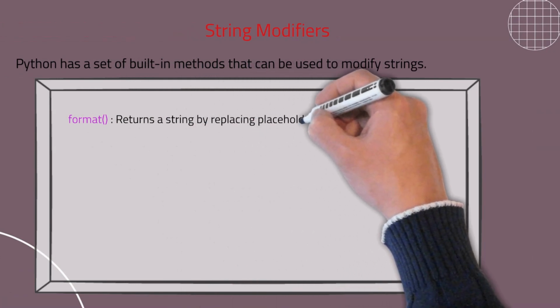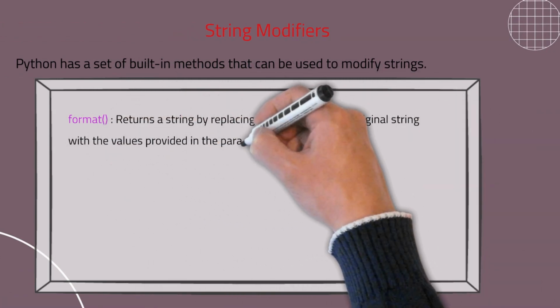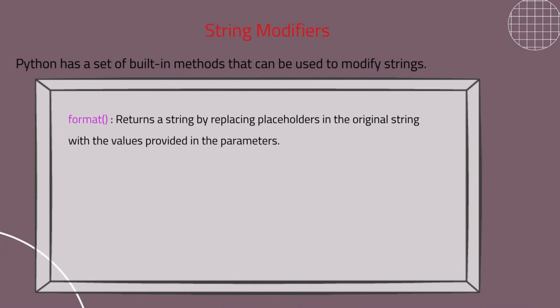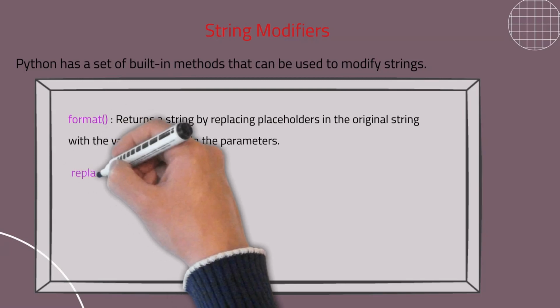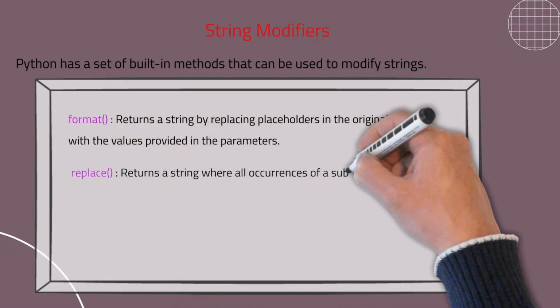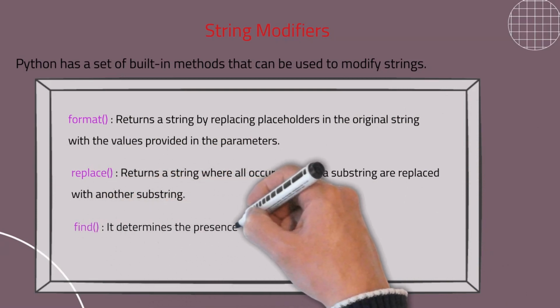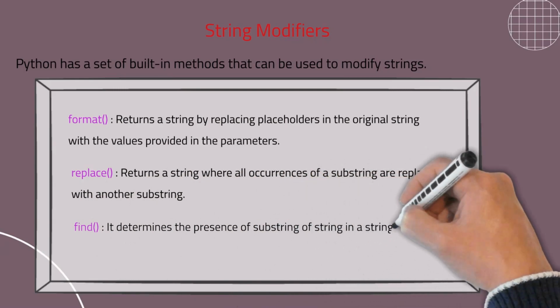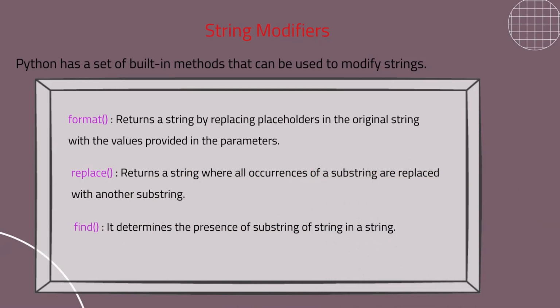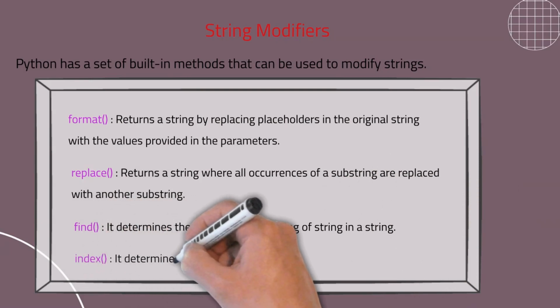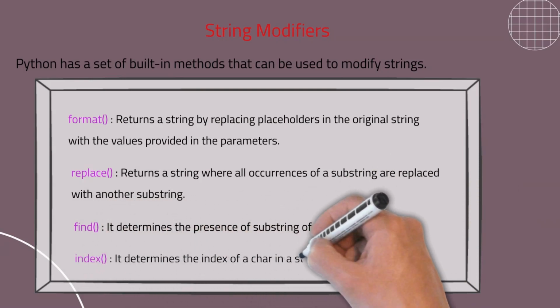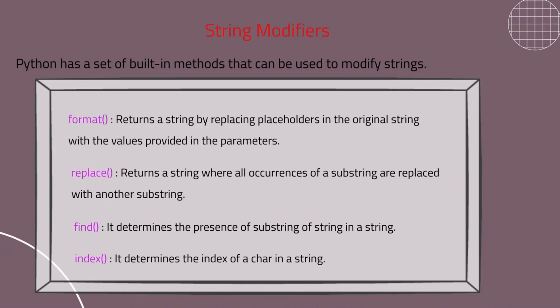Format method is used to replace the placeholder in the original string with the values provided in the parameter. It helps to beautify the output. Replace method is used to replace an occurrence of a substring within a string with another string. Find method is used to identify if a particular substring is present in the string or not. Index method is used to find the index of a character within a string. It is nearly similar to the find method.